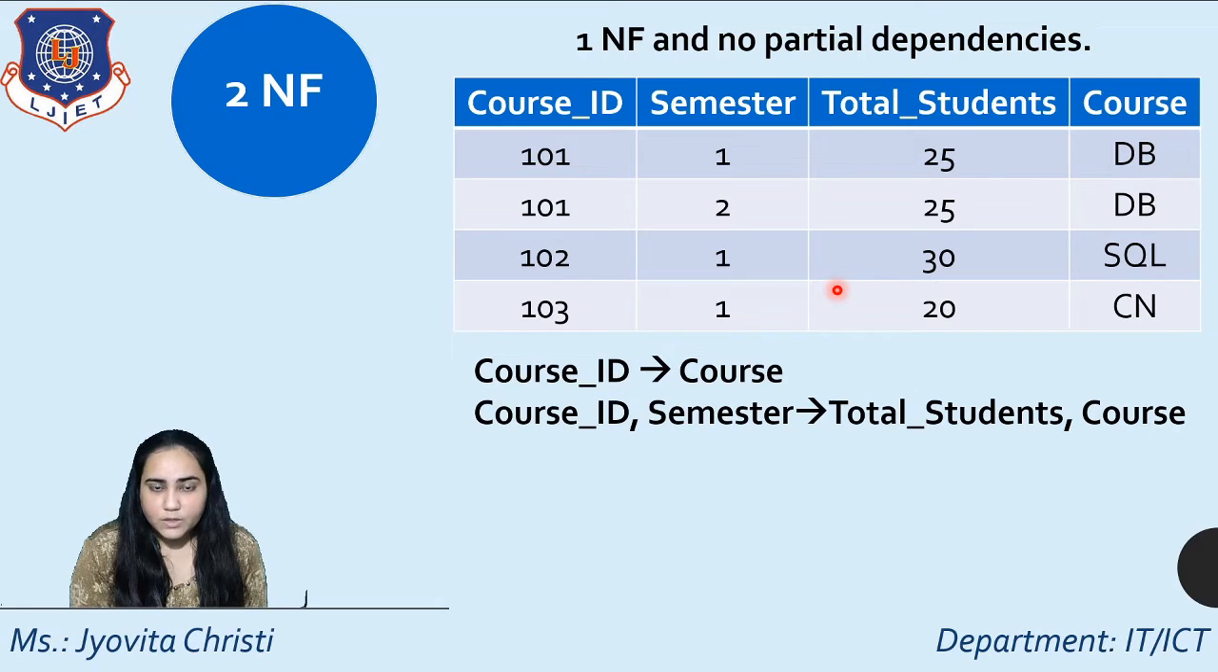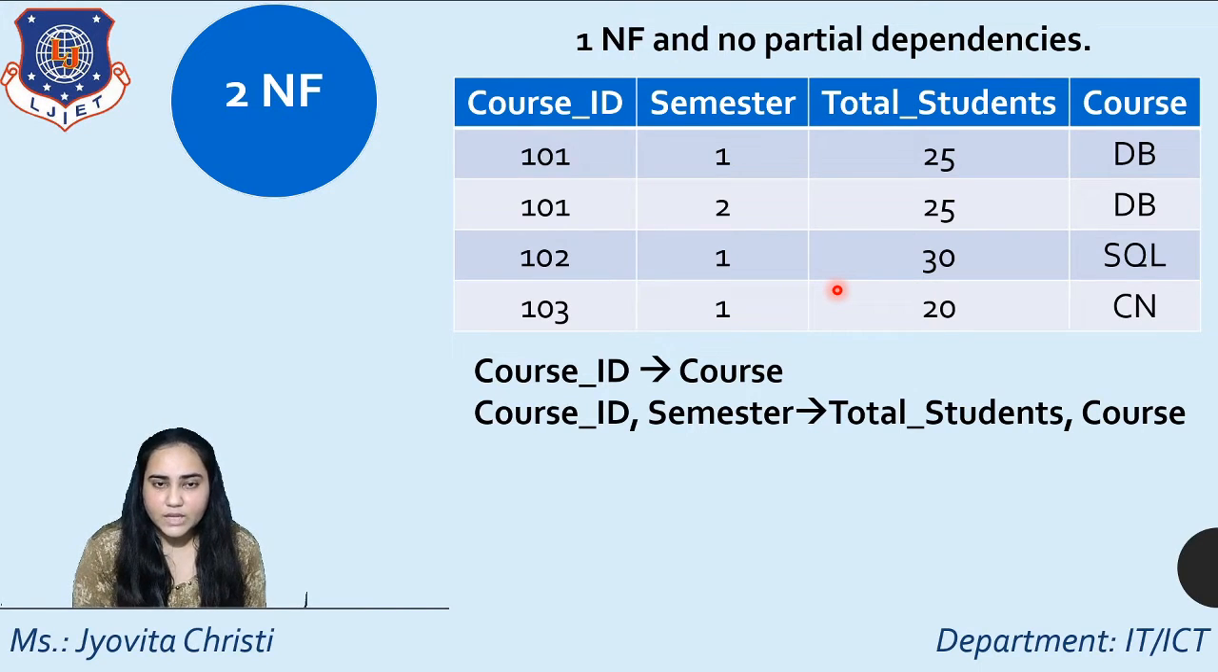So this table contains course ID, semester, total students, and the course. The course ID tells you the IDs of different courses, and semester gives you the semester in which the course is being taught, and there are total number of students who are taking that particular course, and there's of course the name of the course. Now, a functional dependency basically is where you say course ID determines course.